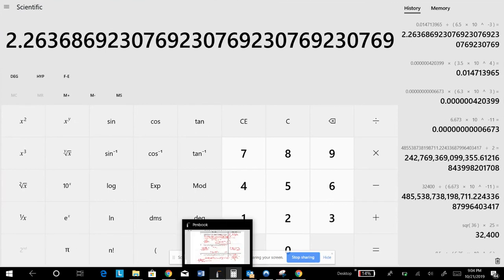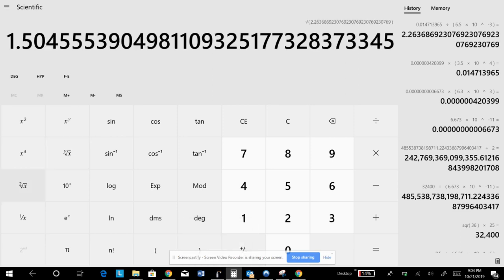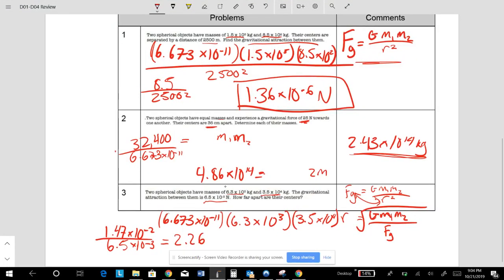And then what we have to do is we actually have to take this and square root it. So it should just be 1.5 is our answer. So once you square root this, our final answer is 1.5 meters apart. So again, it seems like a lot of work, and it is a lot of work, but as long as you know your values and just plug them into the equation, you should really have no issue with these.